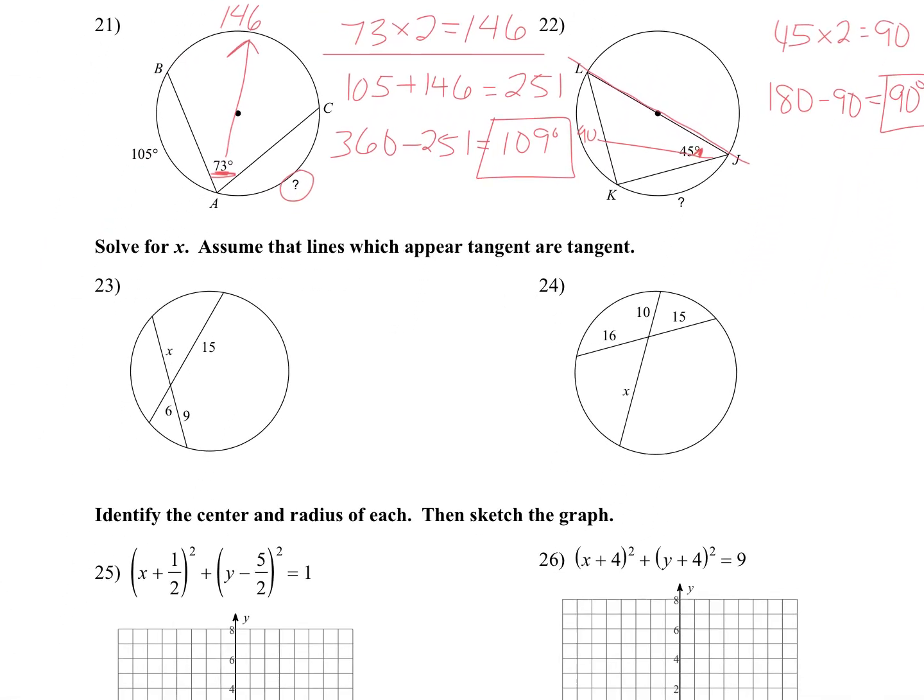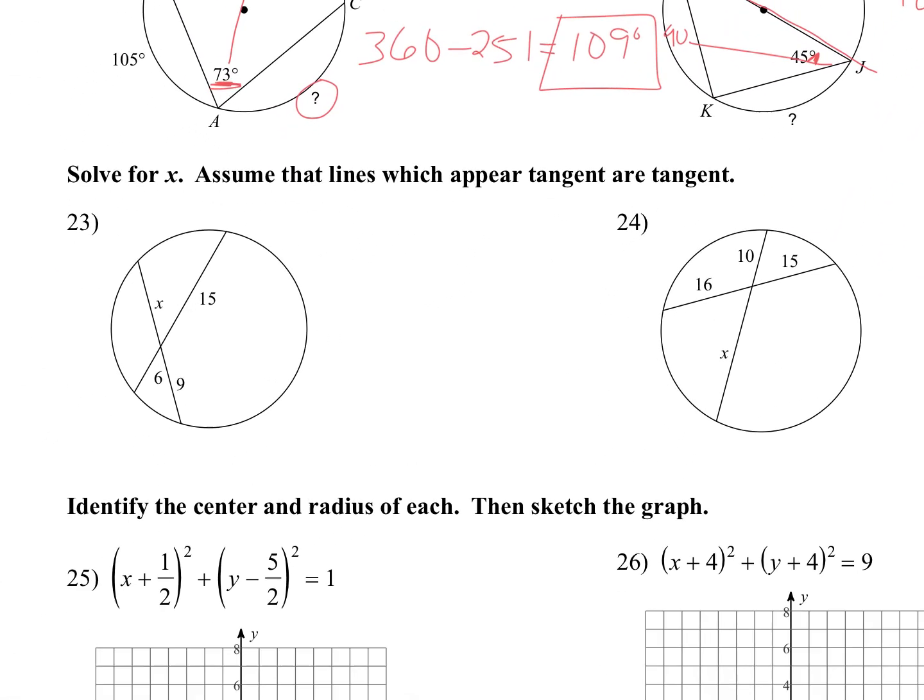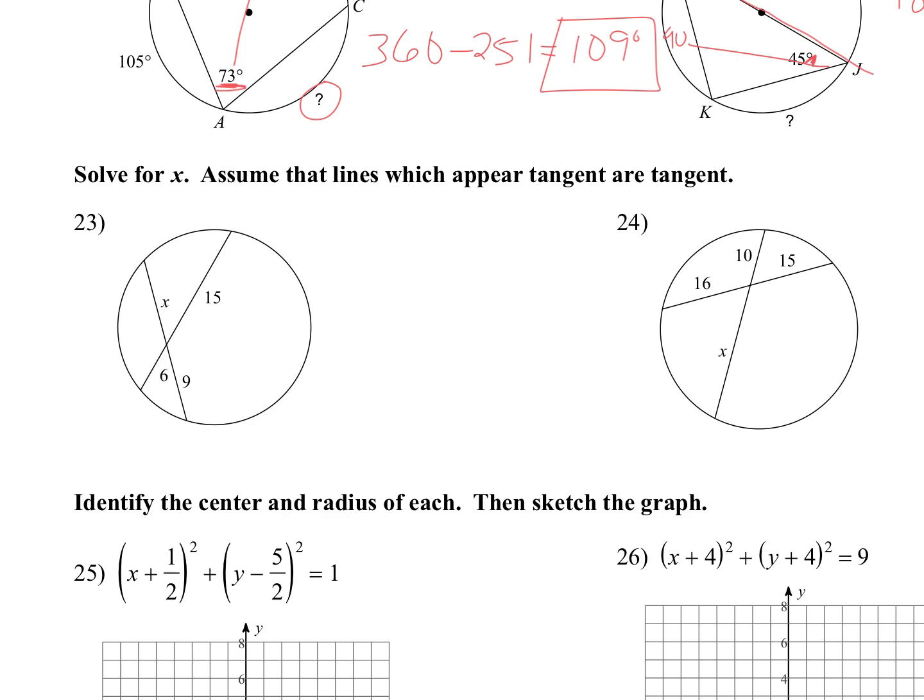Number 23 and 24, what kind of lines are those? Chords. They're chords. Okay, how do we solve for a missing part of a chord? Part times part equals part times part. Yep, so you're going to take part times part equals part times part. The way you set this up, be careful.